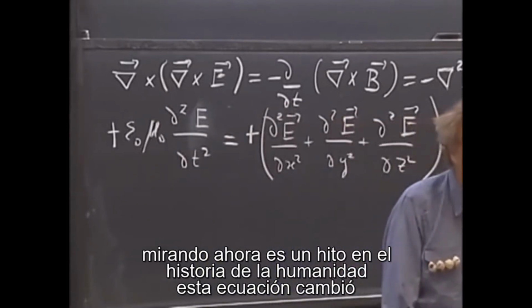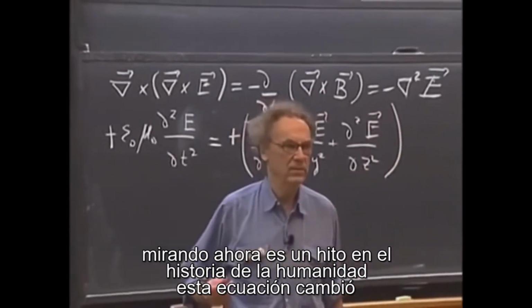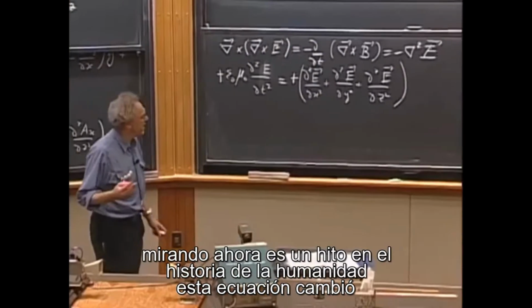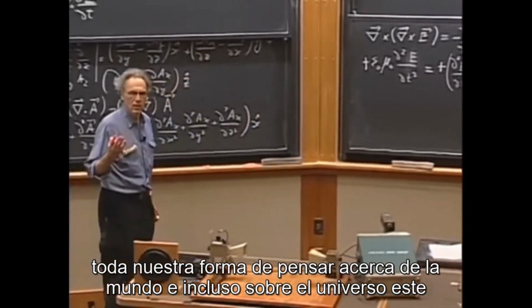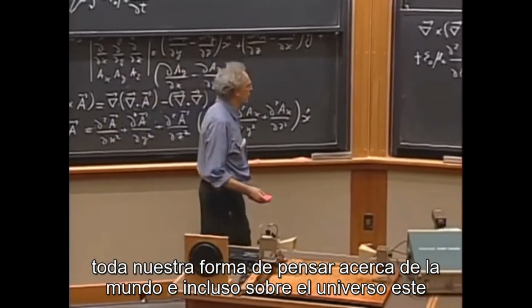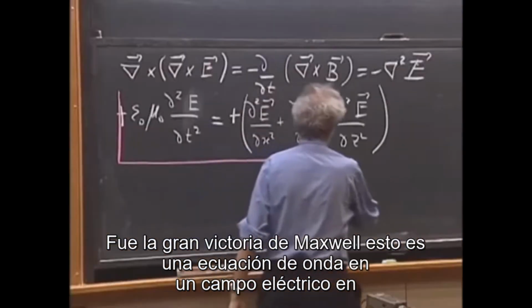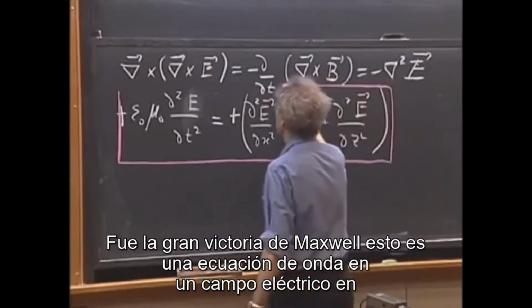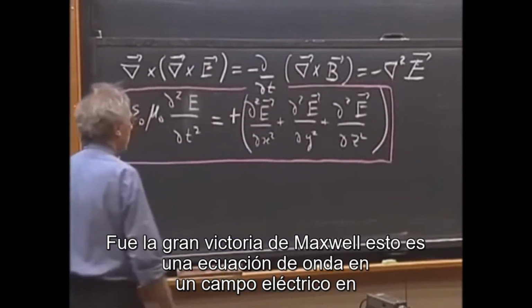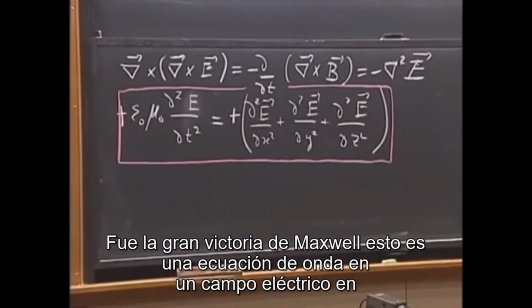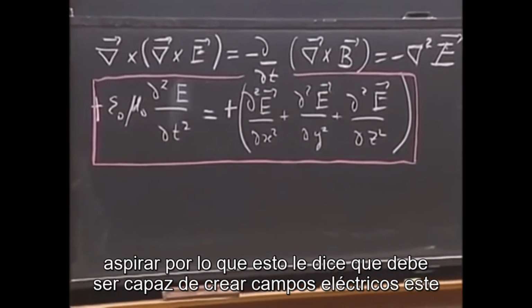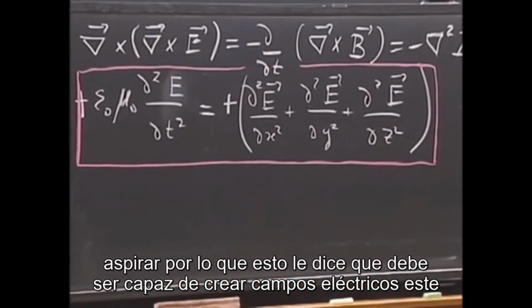And this equation that you are looking at now is a milestone in the history of mankind. This equation changed our whole way of thinking about the world and even about the universe. This was the great victory of Maxwell. This is a wave equation for the electric field in vacuum.